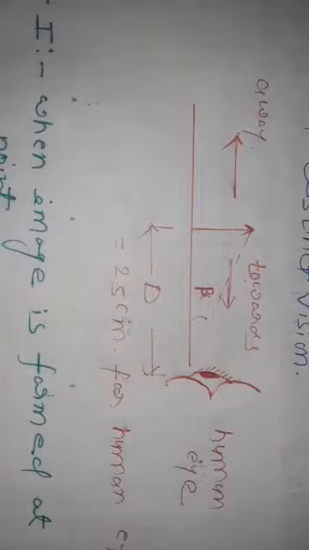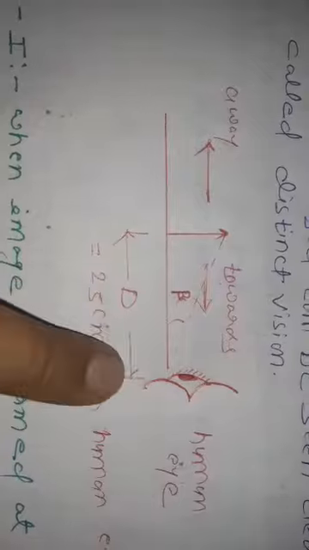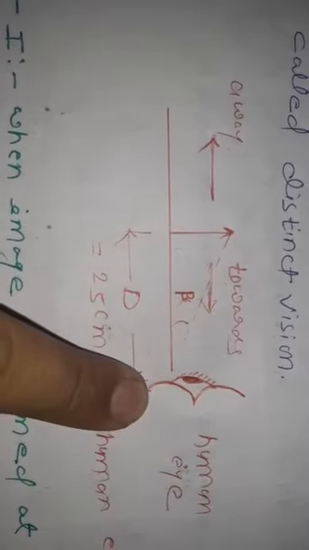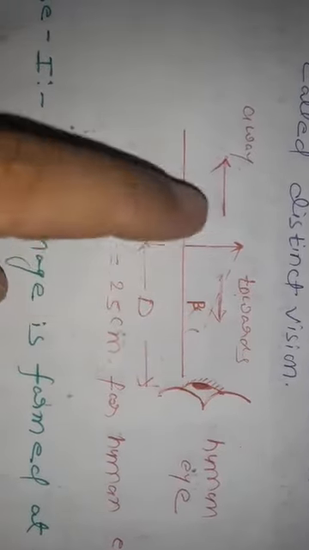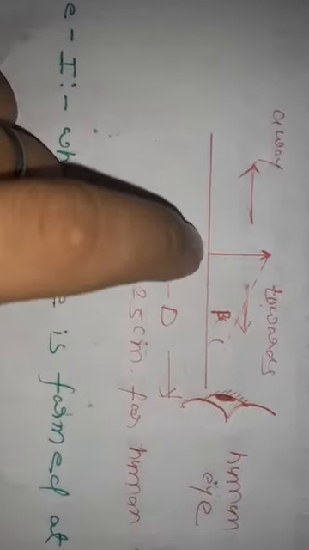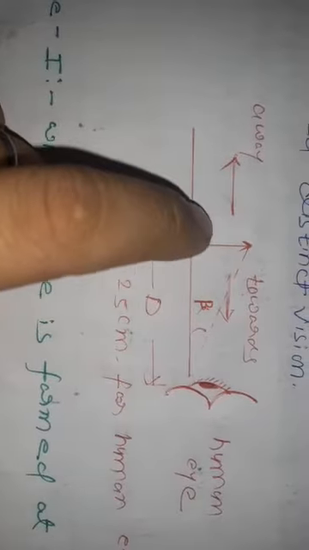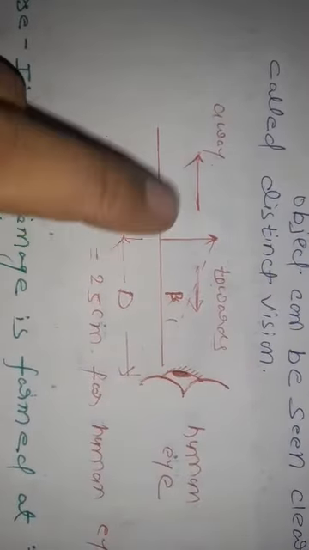The minimum distance at which an object can be seen clearly is called the distinct vision. As you can see in this figure, this is your human eye and this is your object. At this particular distance, the human eye can see this object clearly. But if I move this object toward the eye, there is some pressure on the human eye, and the image is not as clear at this point as compared to this point.